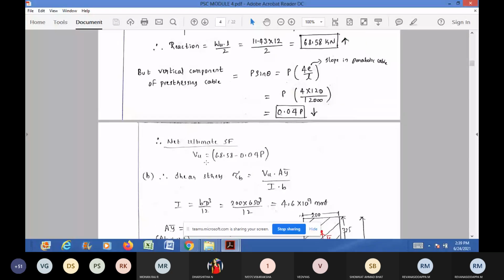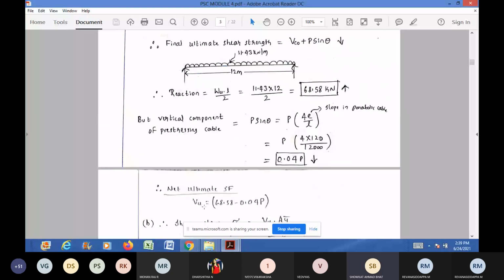Are there any doubts in this step, students, before proceeding with the next step? What is the unit?